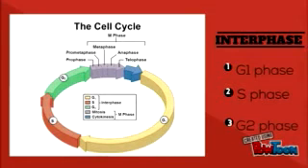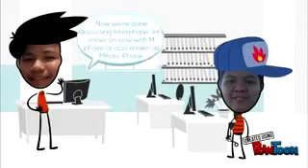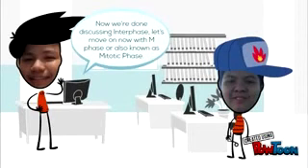The G1, S, and G2 phases together are known as interphase. The prefix inter means between, reflecting that interphase takes place between one mitotic phase and the next. Now we're done discussing interphase. Let's move on now with M phase, also known as the mitotic phase.